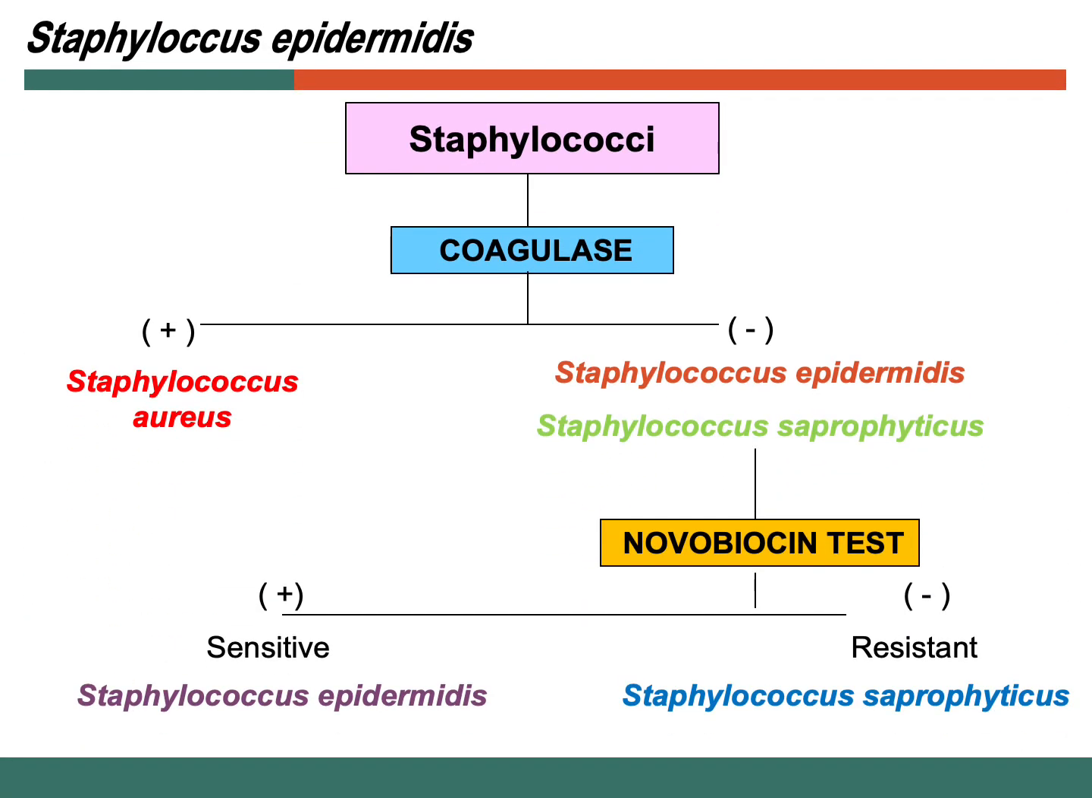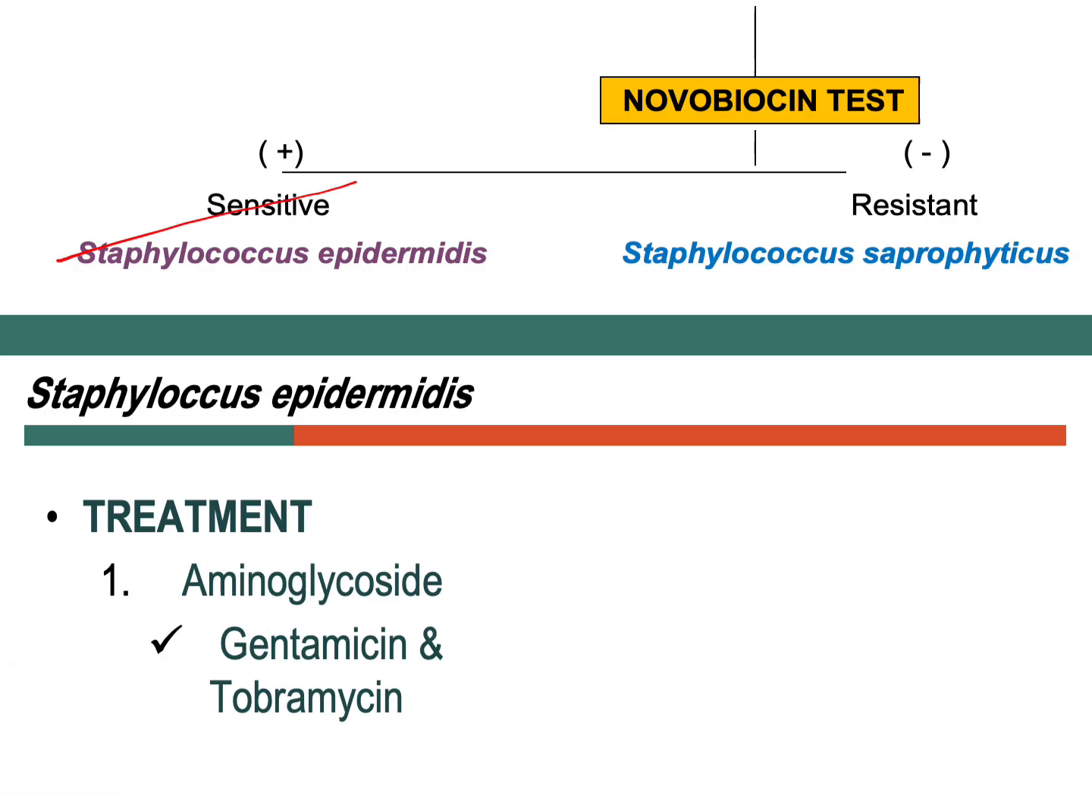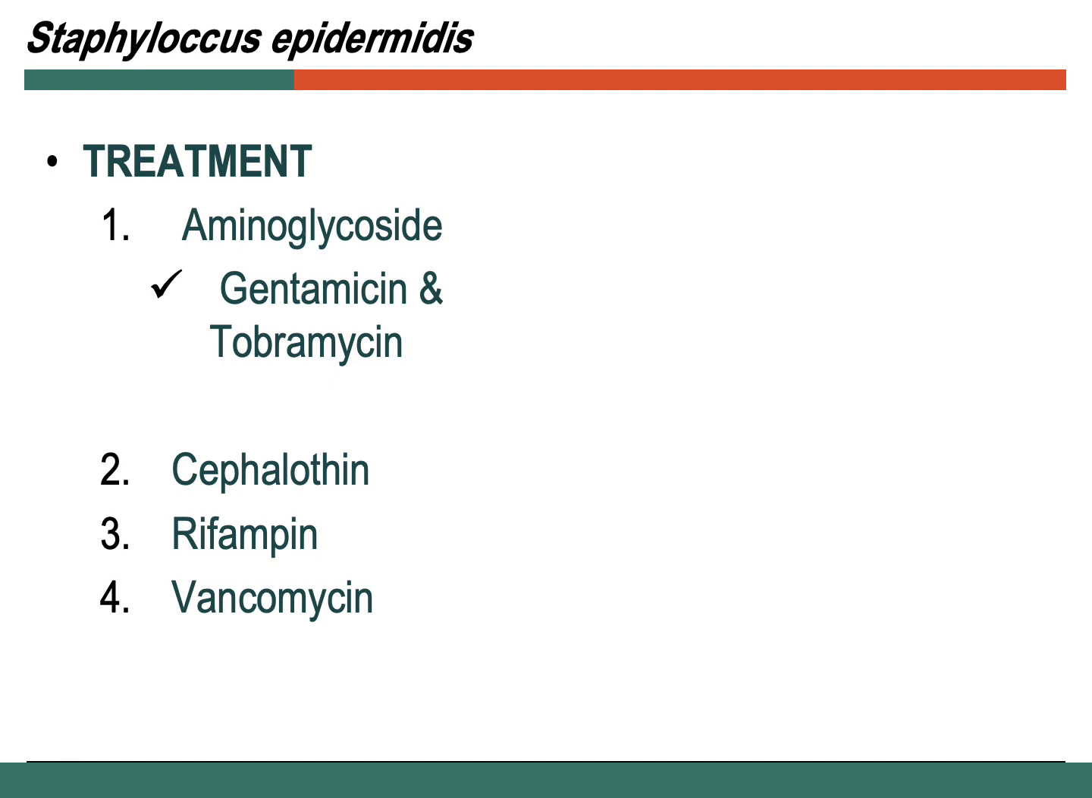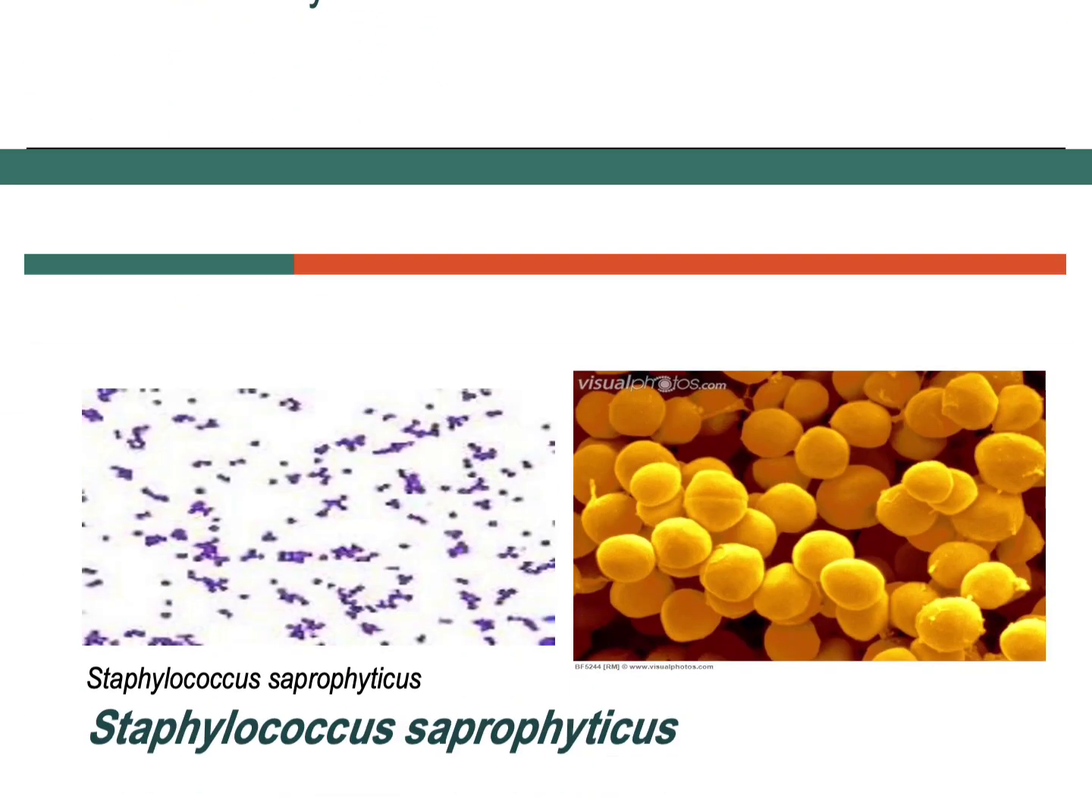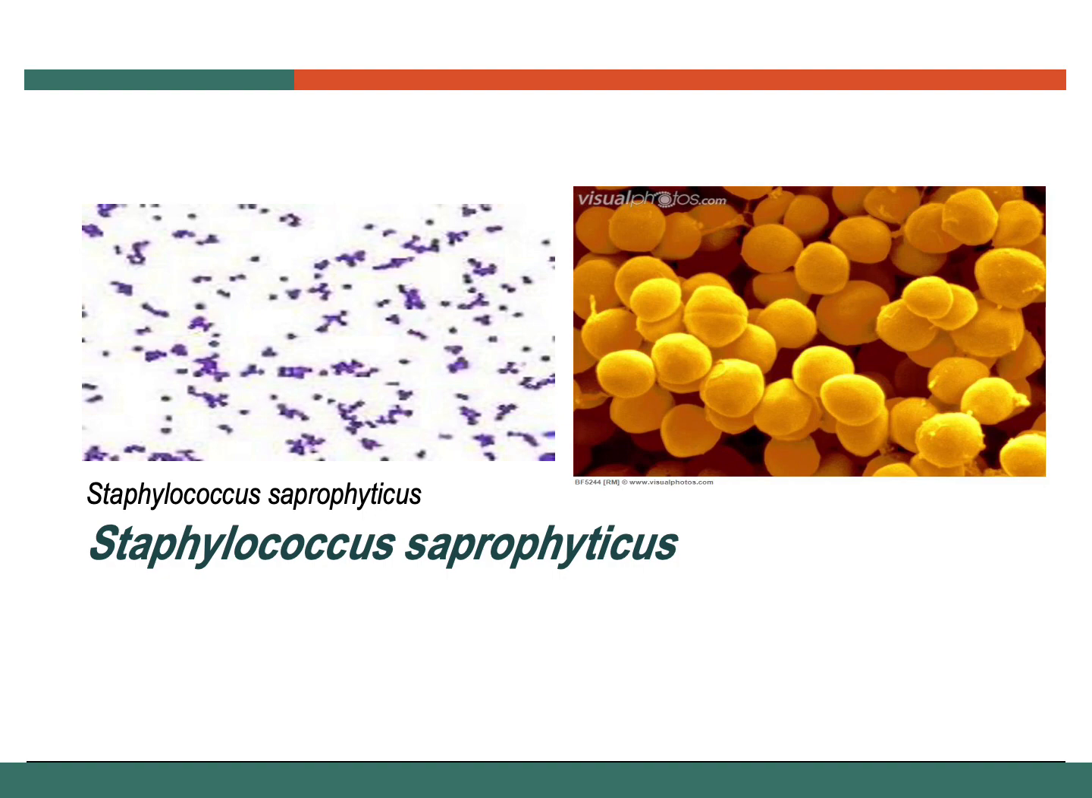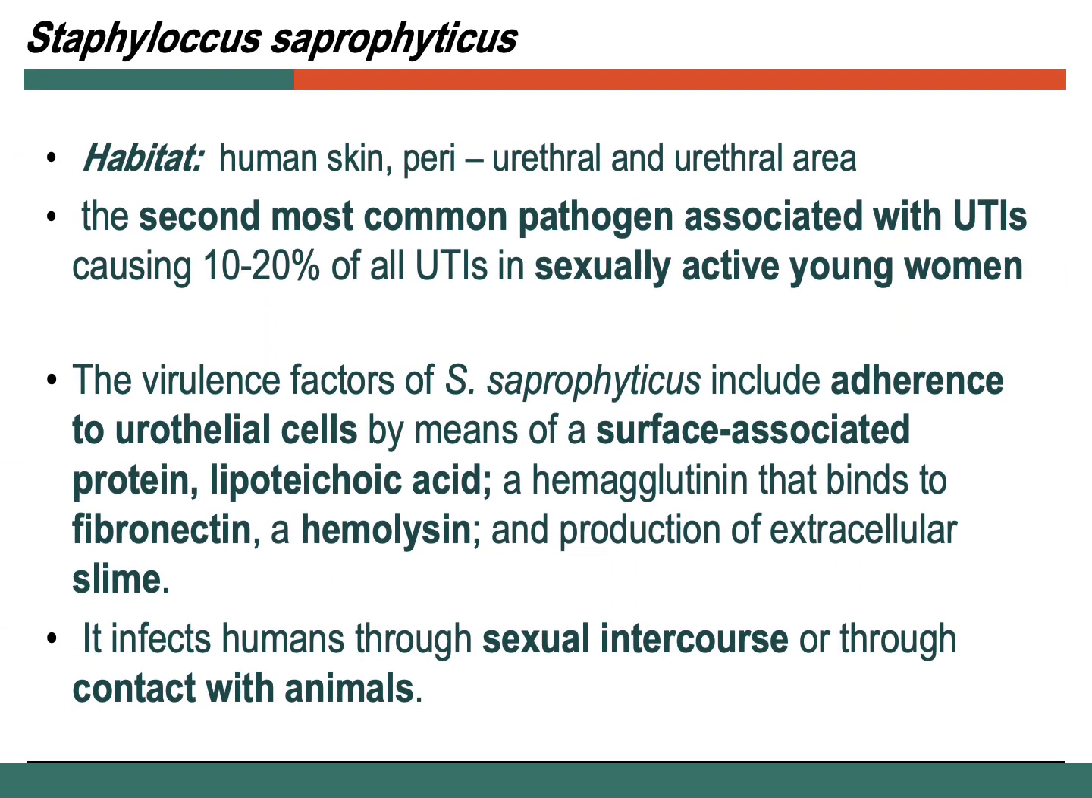So now let's go to Staphylococcus saprophyticus. We're done with Staphylococcus epidermidis and Staphylococcus aureus. By the way, for Staph epidermidis, the drugs are the aminoglycosides gentamicin and tobramycin, cephalothin, rifampicin, and vancomycin. Now let's go to Staphylococcus saprophyticus. It is also a coagulase negative staph. The habitat is human skin, the periurethral, and even the urethral area.